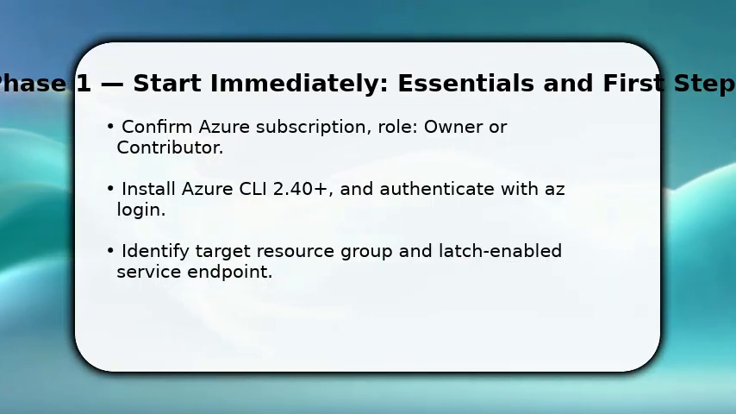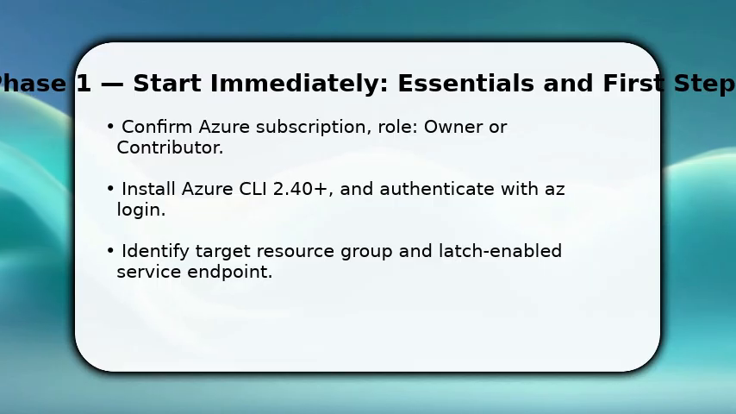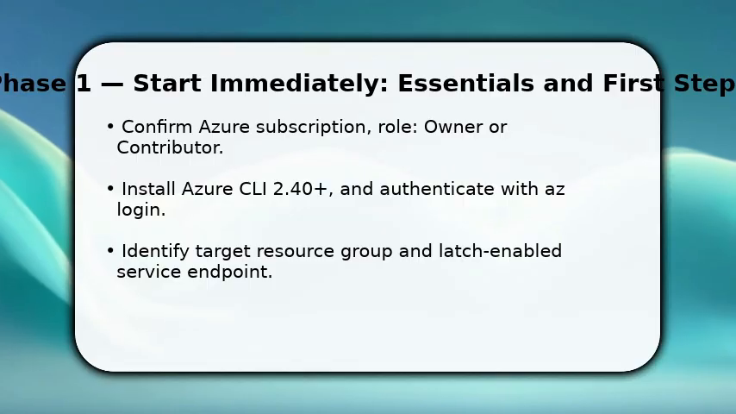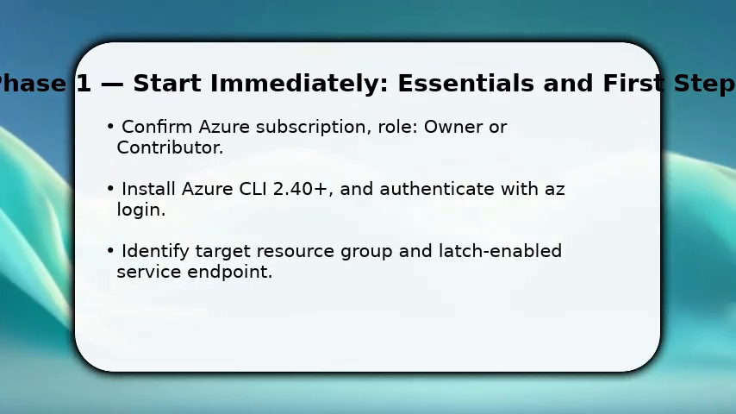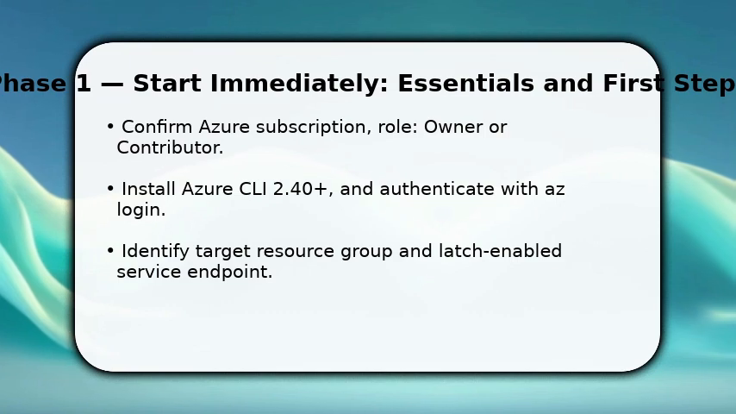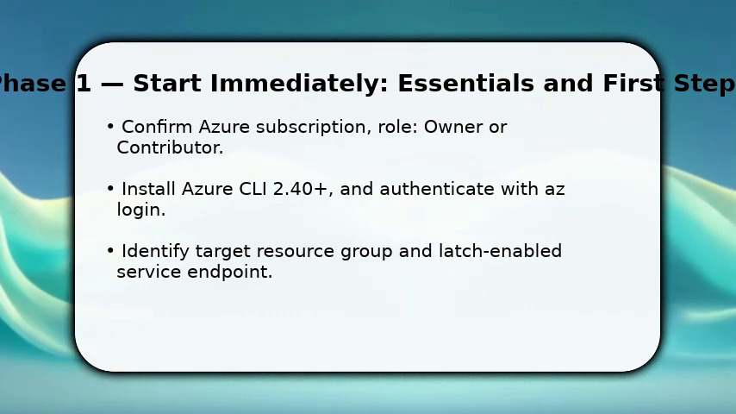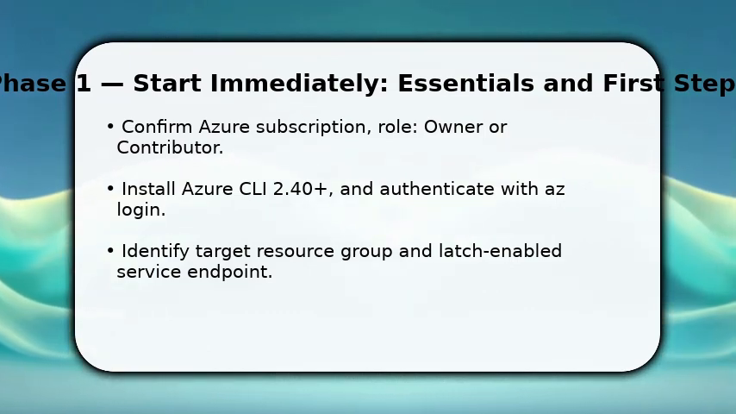Next, export environment variables for tenancy, subscription ID, and region so you can script changes reproducibly. Now create a minimal JSON header template that includes the latch key and scope. Make sure to use consistent quoting and valid key names. This prevents parsing errors later.